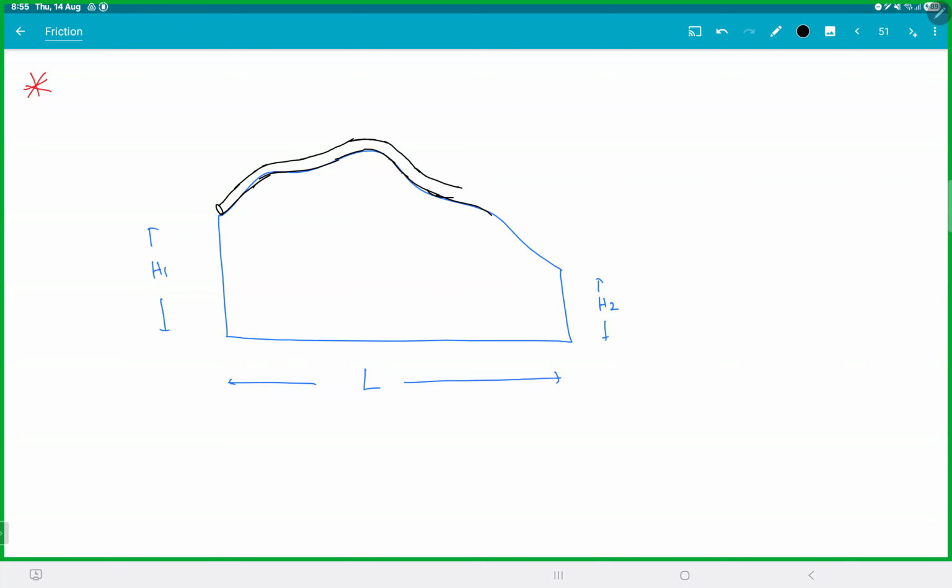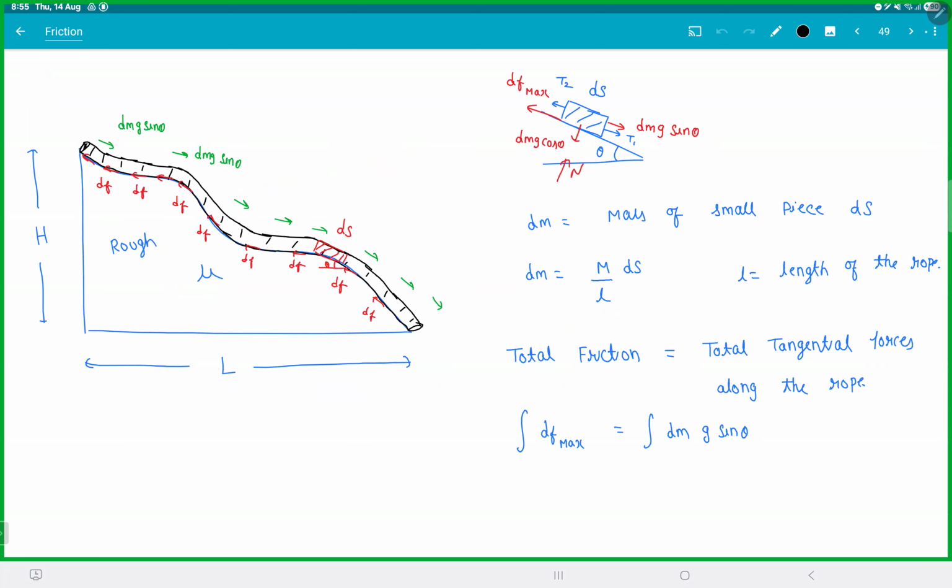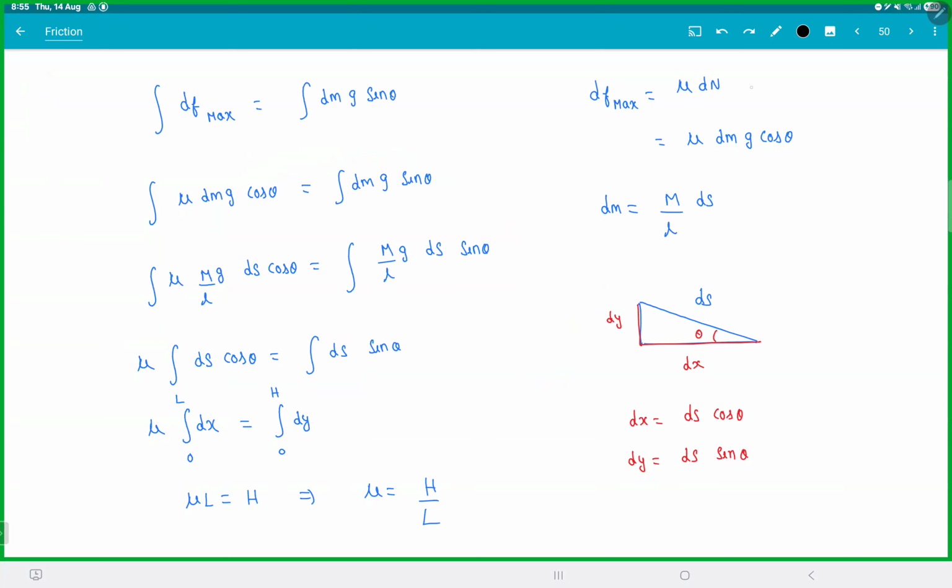Let's say you have a rope like this. Again, the rope is on the verge of slipping. That is important. Why? If it is not on the verge of slipping, you can't write this as F maximum. And if it is not maximum, you can't write mu into N. You can't solve the problem.